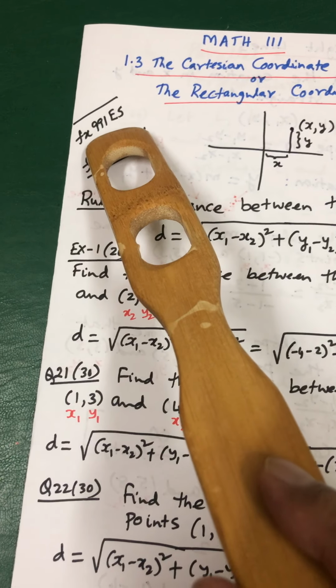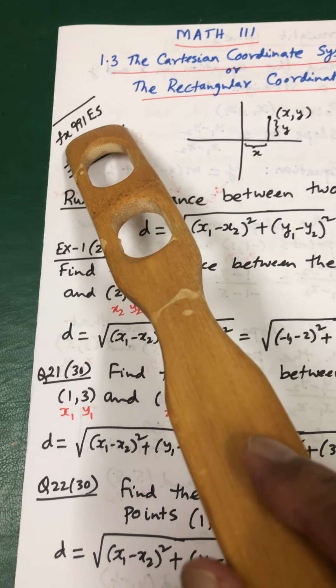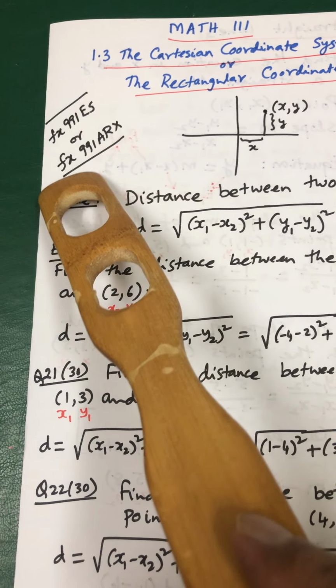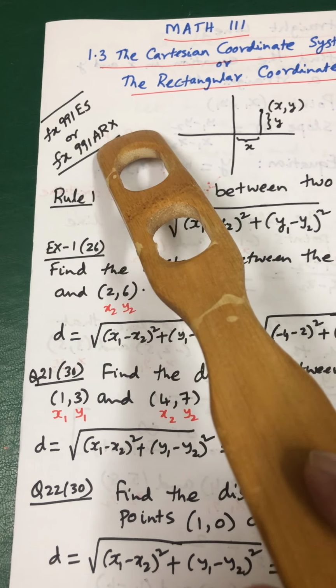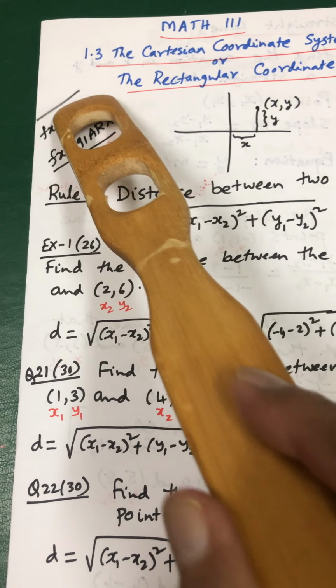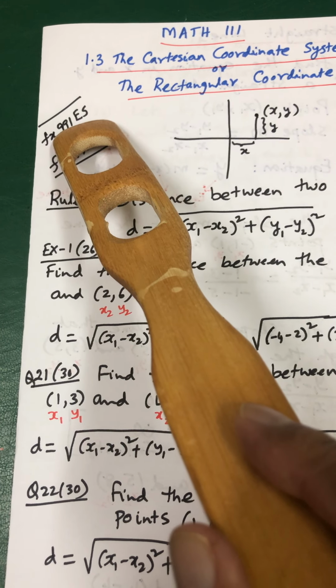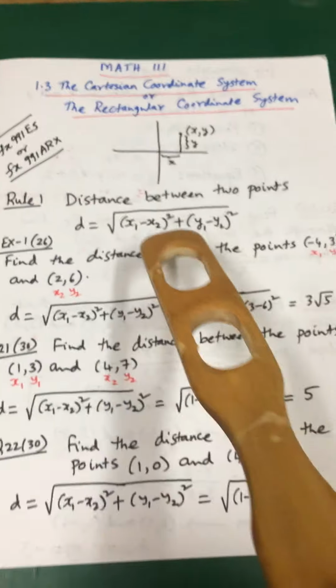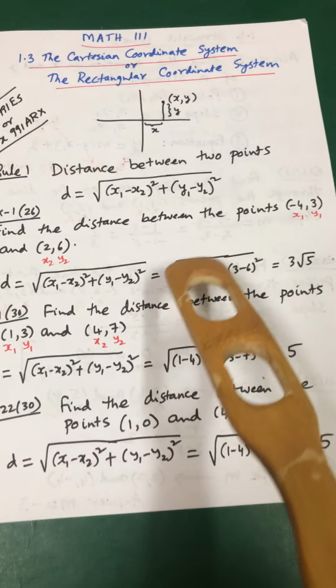What calculator? You have two kinds of calculators. One is FX991ES, another one is FX991ERX. This is a better calculator than the other. If you have FX991ES already, just accept it and we will continue with FX991ES.